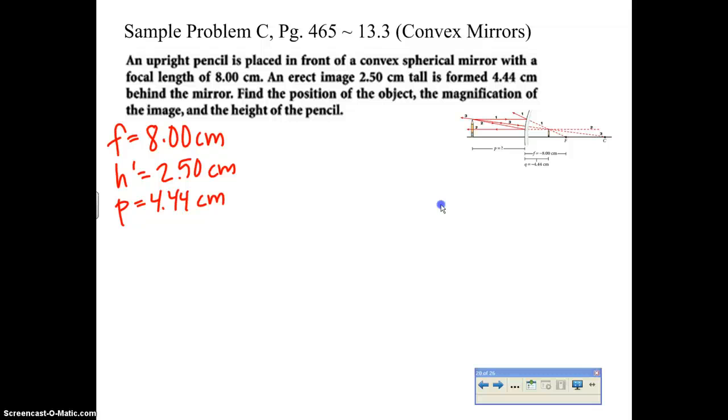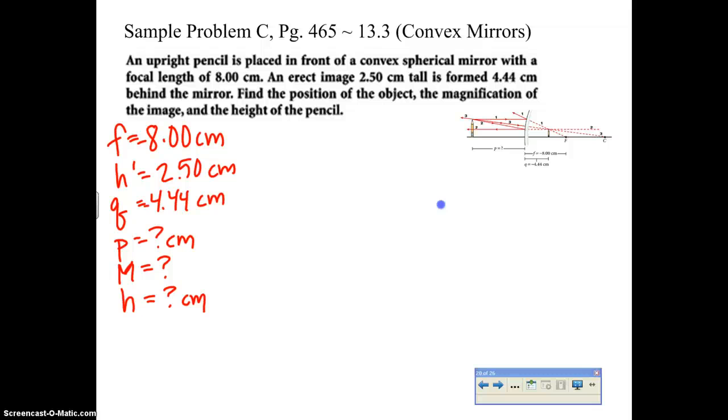Oh, I apologize. That is your Q, 4.44. So it says find the position of the object. So that's going to be P in centimeters, the magnification of the image, and the height of the object in centimeters, because your H prime was given to you in centimeters as well. So with that in mind, it's a convex mirror. Convex mirrors give you a negative focal length, and they also give you a negative Q.